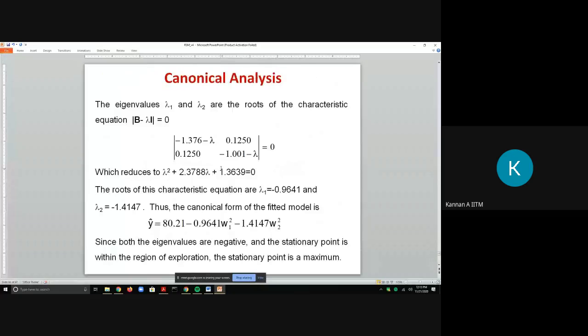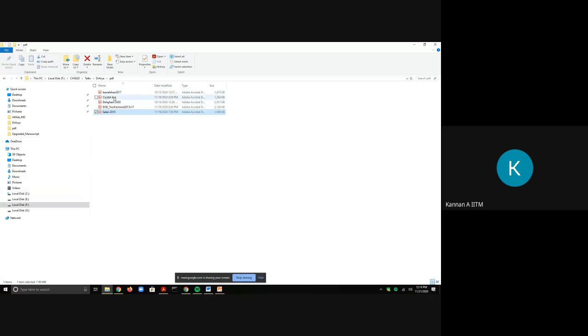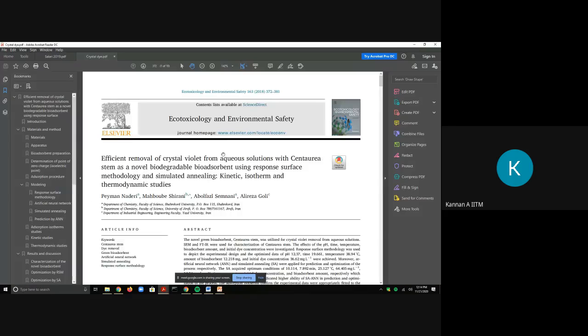The main point here is for a quadratic model, you can do this optimization. But when you are having a cubic model, this methodology will not apply, and you have to use a rigorous optimization algorithm. And sometimes these algorithms may pick up non-optimum values. Maybe I'll show you one particular paper before I sign off.